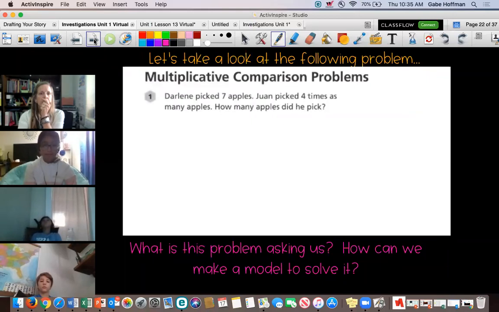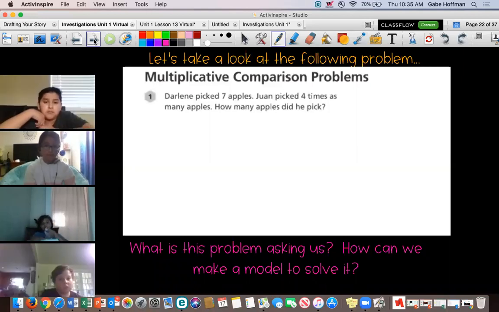And we're going to start with that first step of understanding what a problem is asking us. CJ, can you read the problem for us, please? Darlene picked up 7 apples. Juan picked 4 times as many apples as her. How many apples did he pick up? Thank you, sir.